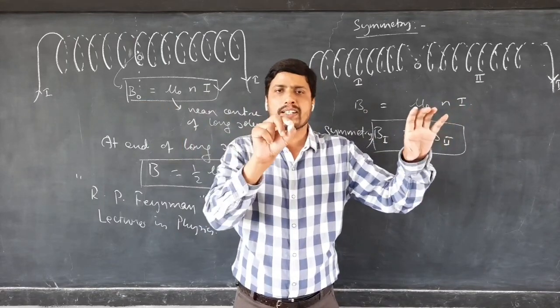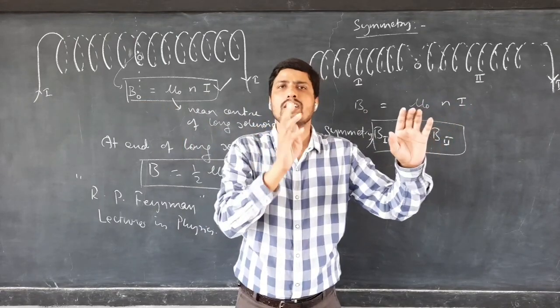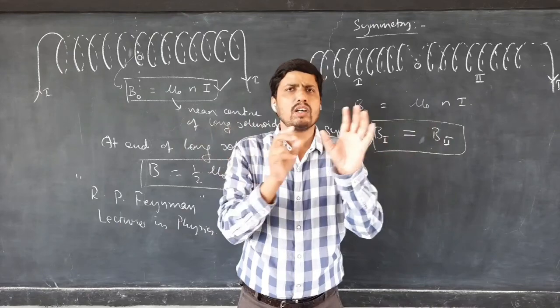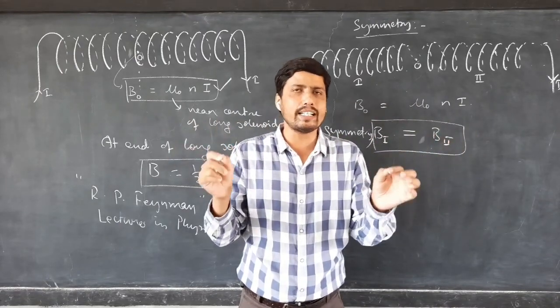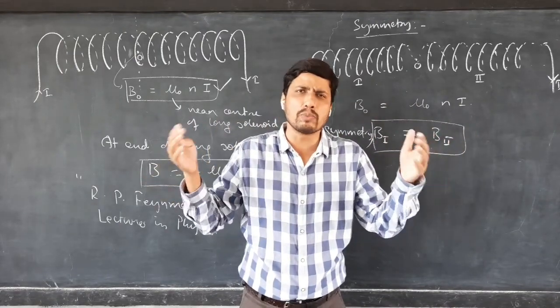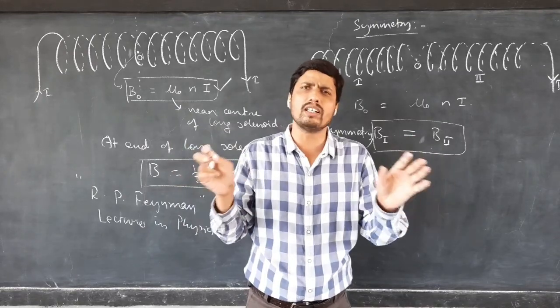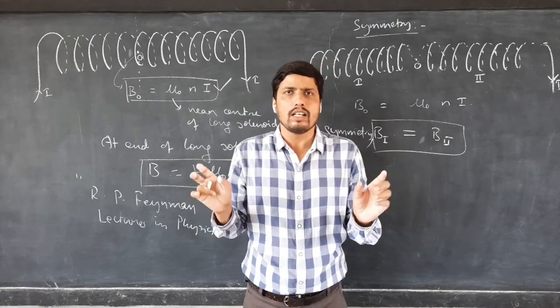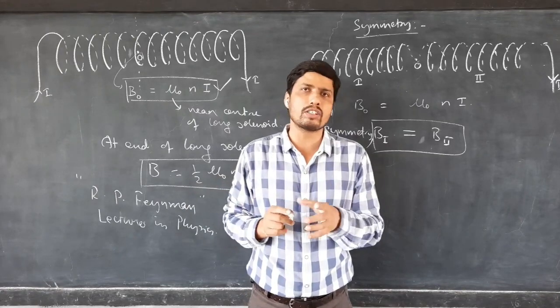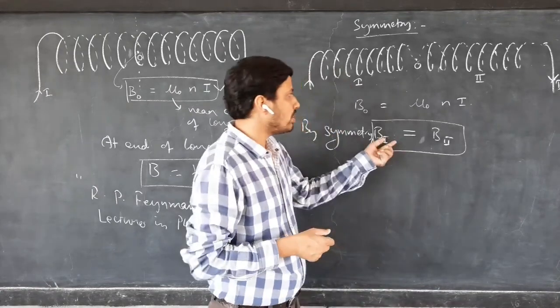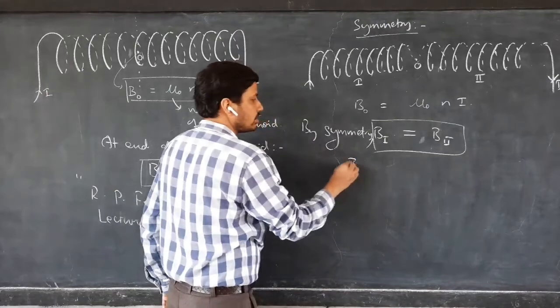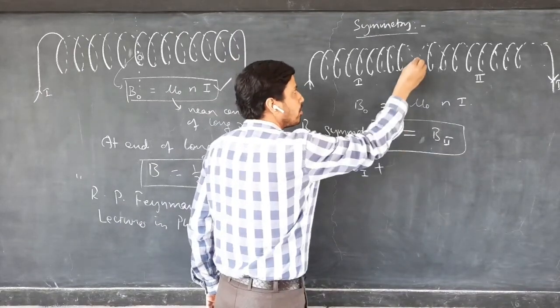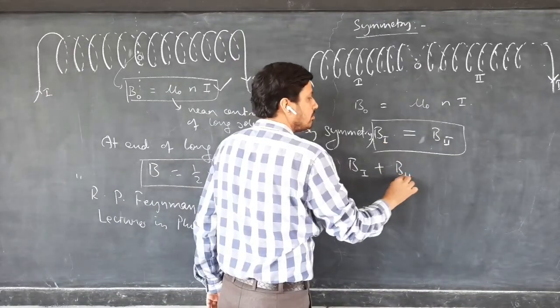There was a long solenoid, at the center the magnetic field is B, and from the center I divided it into two halves. Both these halves are exactly identical. Same current, same number of turns per unit length, same material, and so on. Because they have similar parameters, therefore the magnetic field at the ends must be same. So B1 must be equal to B2, but the total magnetic field at point O is B1 plus B2.